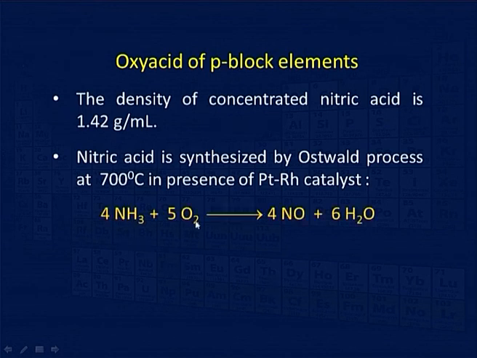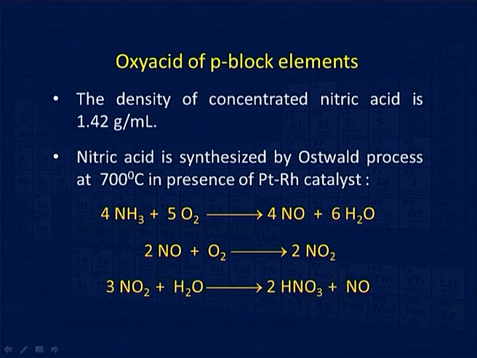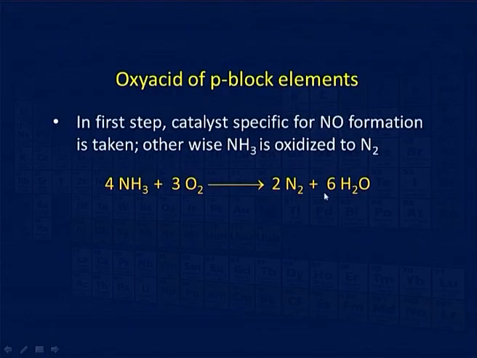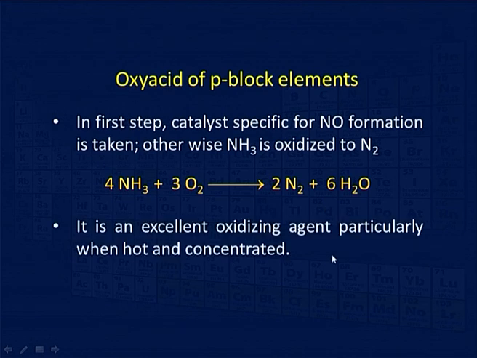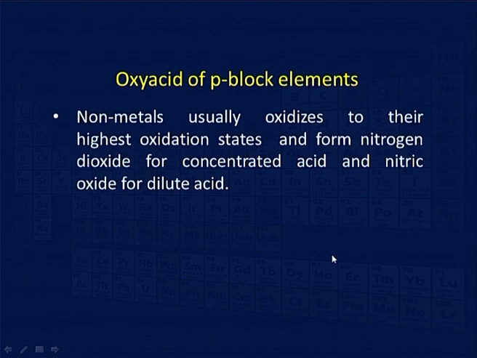This is the reaction of ammonia in the presence of oxygen, which forms nitric oxide. This nitric oxide reacts with oxygen to form nitrogen dioxide, and this nitrogen dioxide combines with water to form nitric acid. In the first step, a catalyst specific for nitric oxide formation is taken, otherwise NH3 is oxidized to nitrogen. So, in order to control it, the catalyst is required. It is an excellent oxidizing agent, particularly when hot and concentrated. Nonmetals usually oxidize to their highest oxidation state, forming nitrogen dioxide for concentrated acid and nitric oxide for dilute acid.